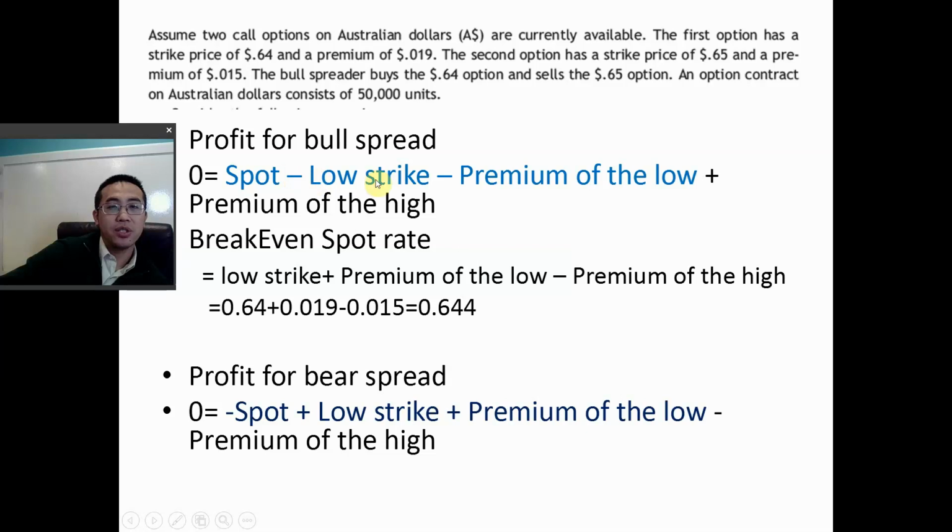That's the spot minus the low strike minus the premium of the low, which is your pay. Low means the low strike plus the premium of the high strike. Okay, so that's how you solve it. And since everything is take home now, if you have a question like this is where you'll find the formula. That's the formula for bull spread, and it's the formula for bear spread.